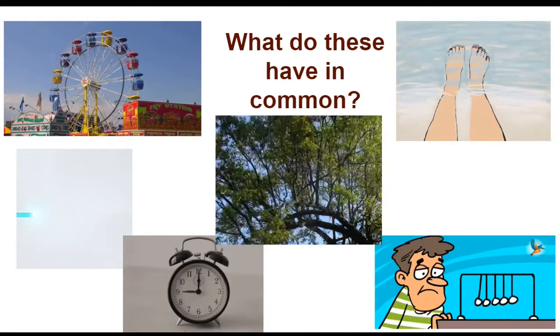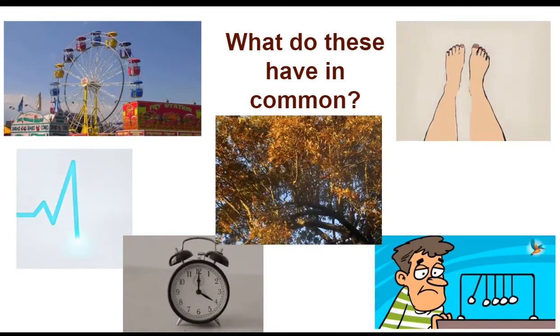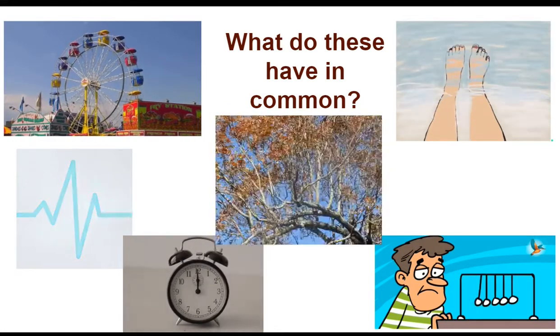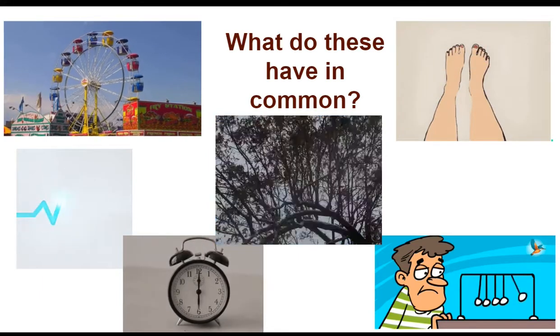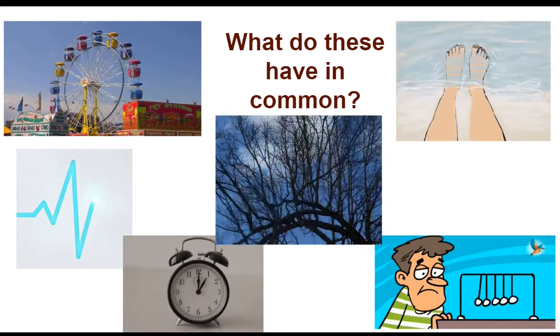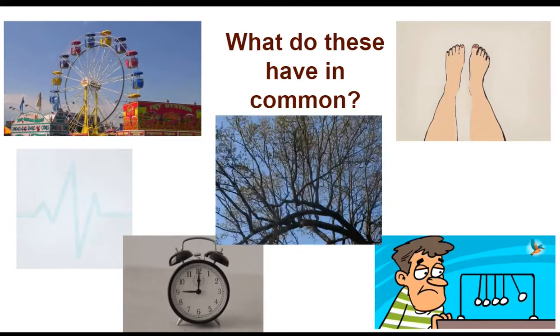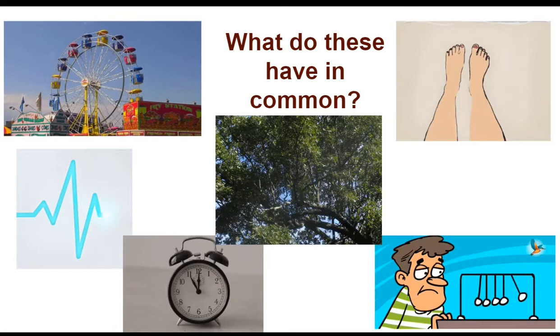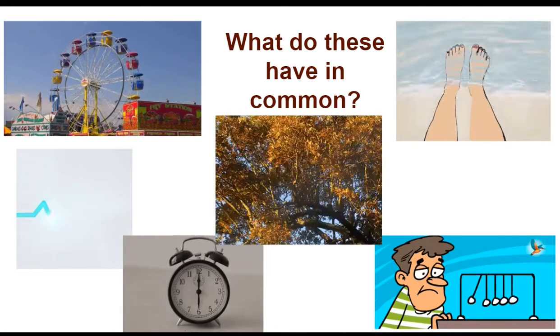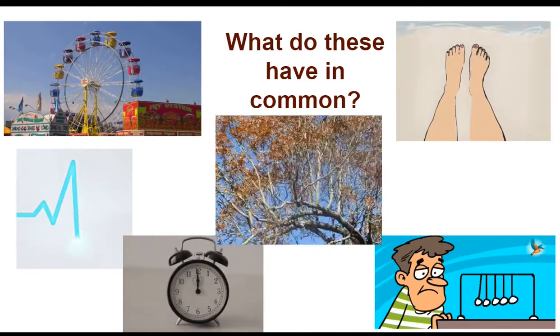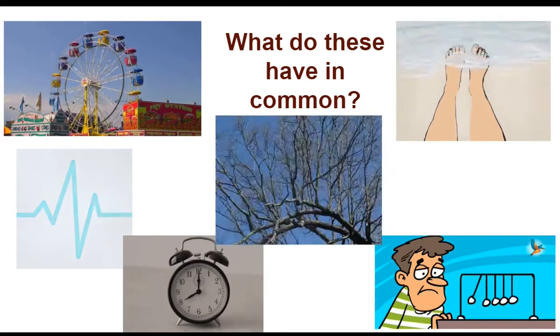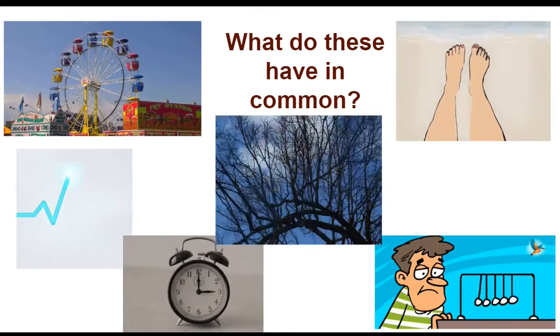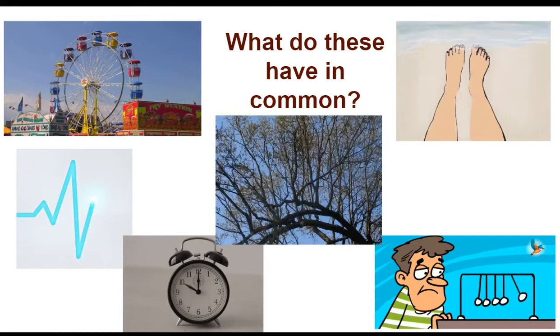The heartbeat is repeating in a healthy person. You will have a fairly regular heartbeat, so it should repeat. The trees are changing with the seasons. So winter, spring, summer, fall, winter, spring, summer, fall, and there's a repetition. The clock's going around, taking 12 hours to go around the clock, or 1 hour if you're going in minutes, or 1 minute if you're going in seconds.